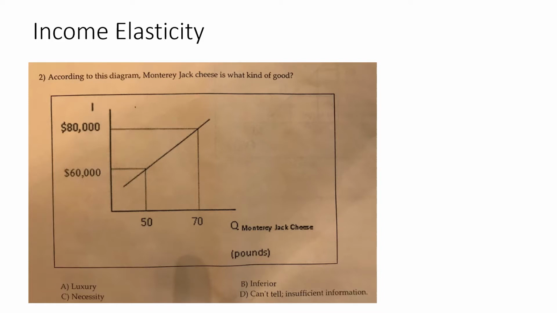Okay, so here's an example according to the diagram. Monterey Jack cheese is what kind of good? Well, is it a luxury, a necessity, inferior, or can't we tell? Well, we got to do the math, right? So income elasticity, we have to write out the equation, which is the percent change in quantity over the percent change in income, which is actually the change in quantity divided by average quantity divided by change in income divided by average income.